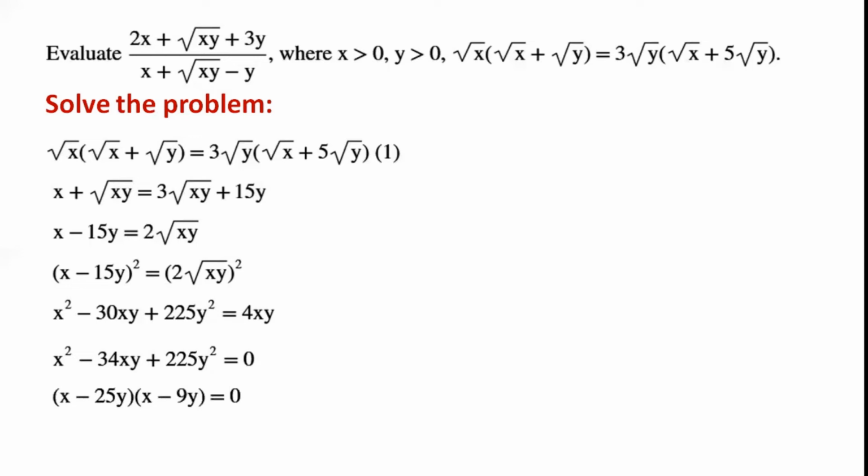The left-hand side of the equation can be factorized. So we can now write (x − 25y)(x − 9y) equals 0. x equals 25y or x equals 9y.